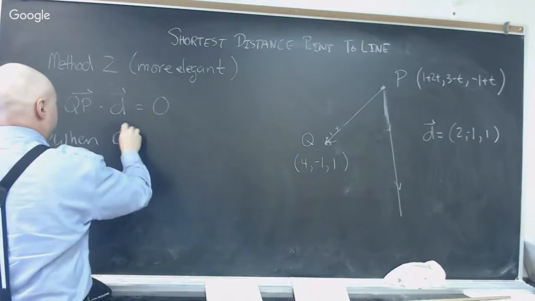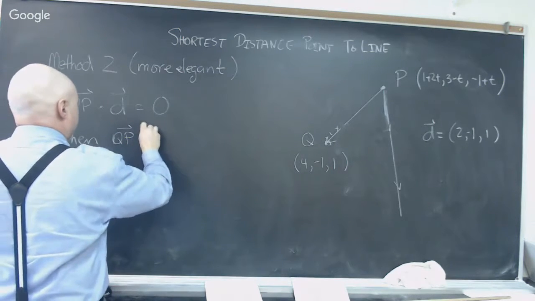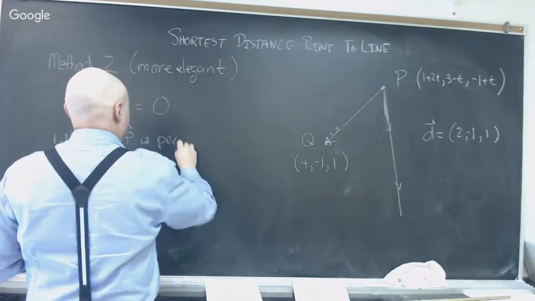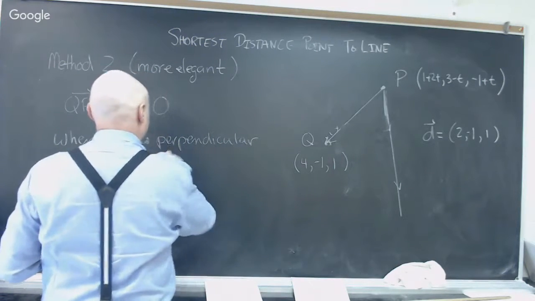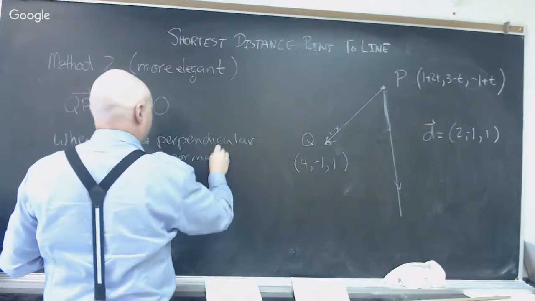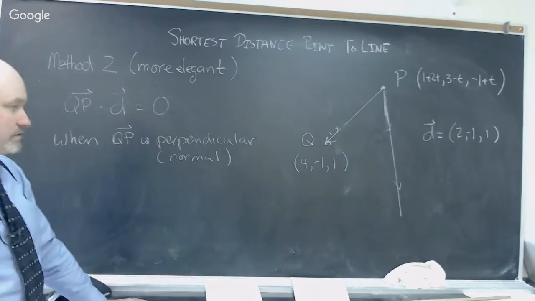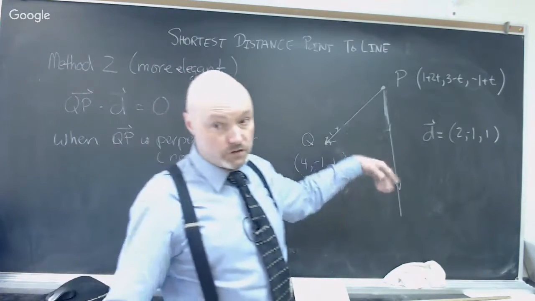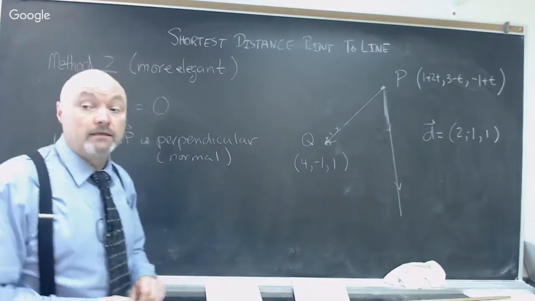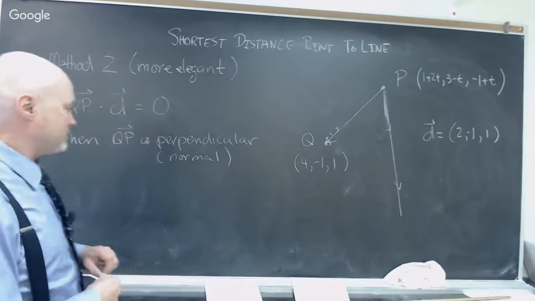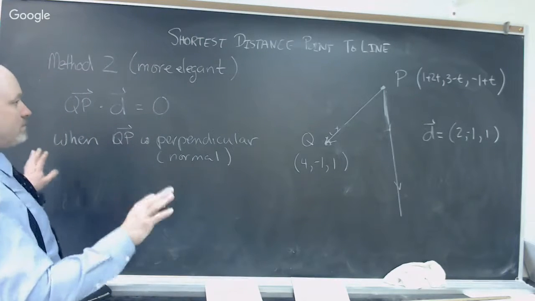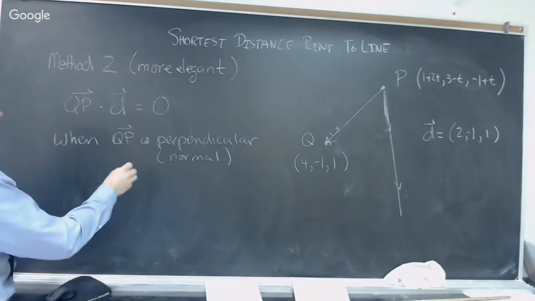when QP is perpendicular, which just means it's normal to the line. And so this technique is actually going to find us QP, which is then a normal vector to the line. Okay. And it runs out to Q. And so we're going to actually be able to find the length that way. So this one is a little bit more elegant.